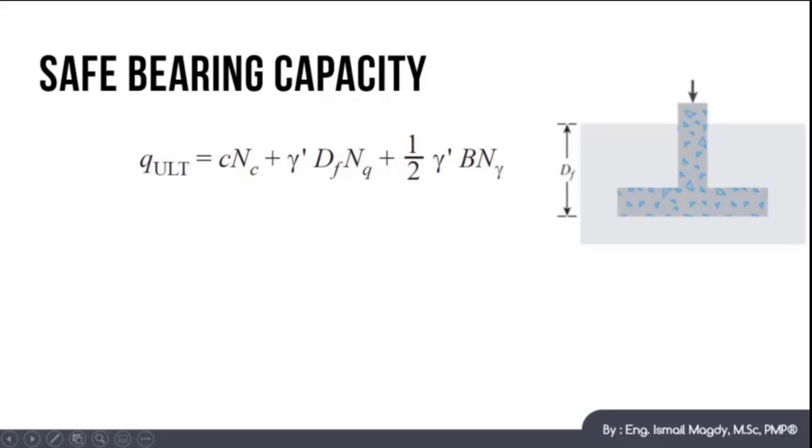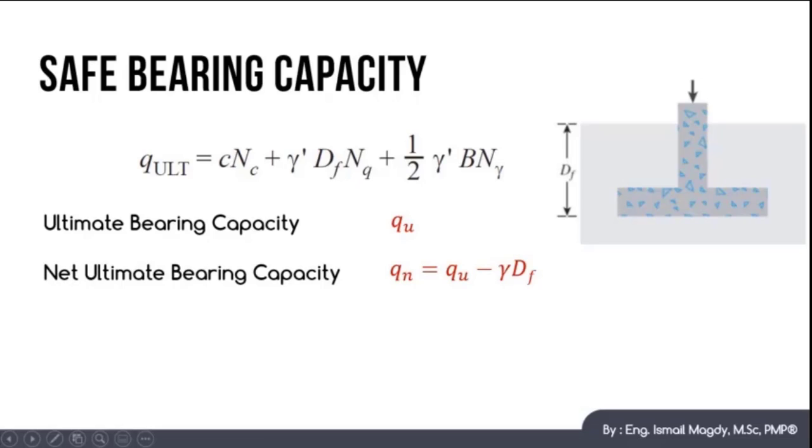There are different expressions that we must understand about soil bearing capacity. First is the ultimate bearing capacity, and this is the bearing capacity as calculated from the Terzaghi equation, and it doesn't take into consideration any safety factor. Second is the net ultimate bearing capacity, and this one is the ultimate bearing capacity as calculated from the Terzaghi equation minus the weight of soil backfilling above the foundation level, which equals gamma multiplied by Df.